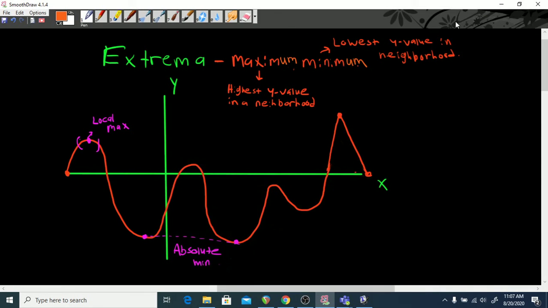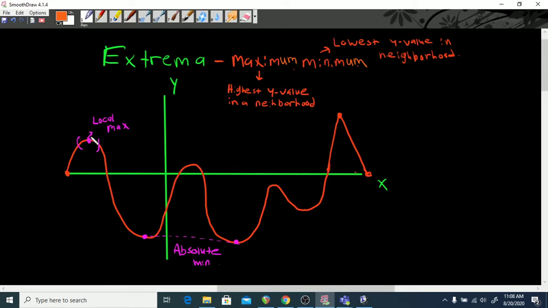Hello everybody, welcome back. This video is all about Extrema. Extrema is literally just maximum and minimum values. So we're talking about the highest point in a neighborhood or the lowest point in a neighborhood. And this little graph that I've made sort of illustrates what I'm talking about.